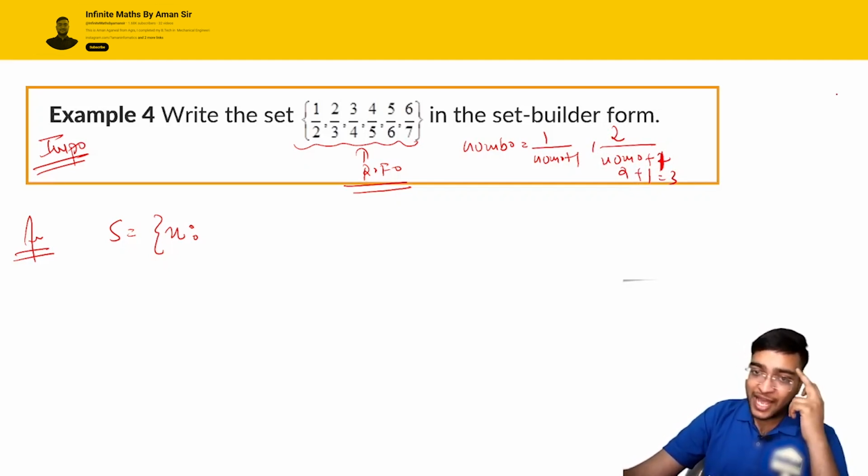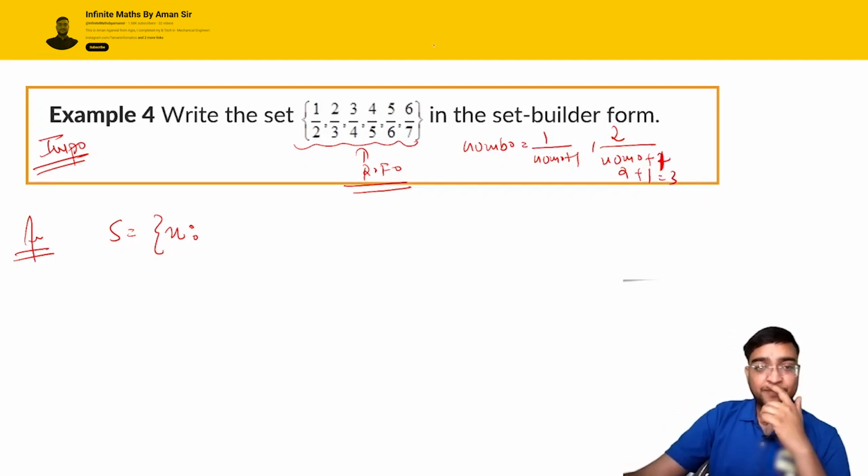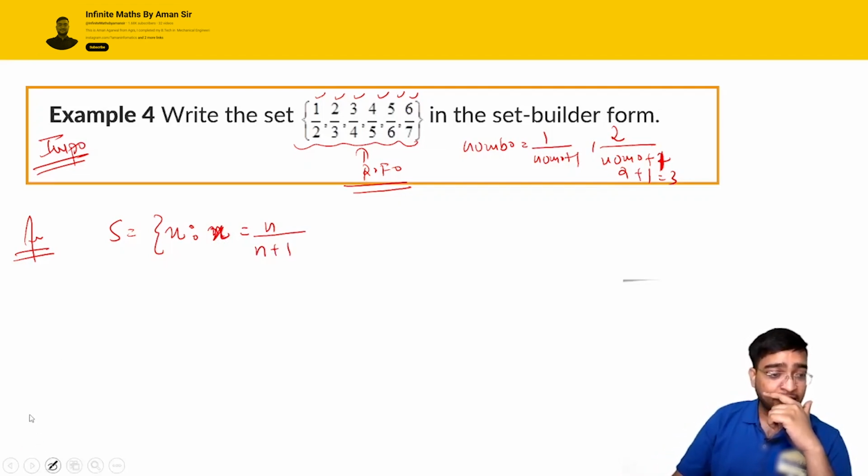So with the help of this analysis, we just write the set builder form. Okay, sir, I can say the numbers are 1, 2, 3, 4, 5, 6, 7. If I say x equal to what? x equal to n upon n plus 1. These are the n. Okay, I can take one more variable.